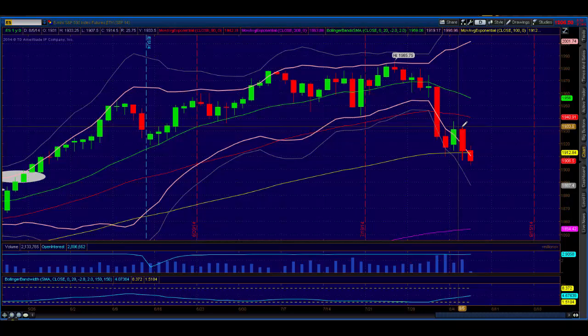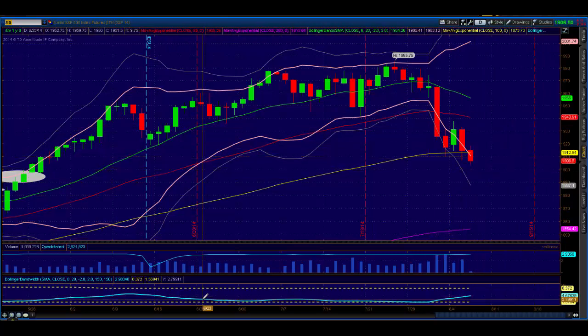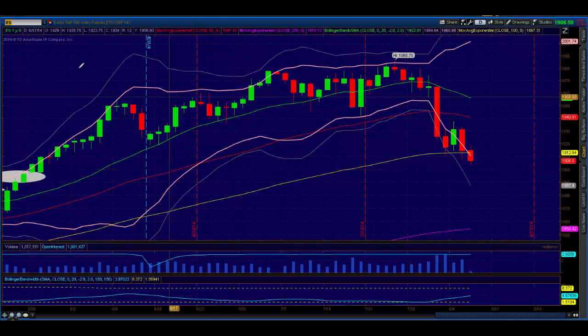We saw some further weakness in the overnight, and we've traded as low as 1903. This remains very similar to the lower band ride in January of 2014, where we saw a move down, a small rally, and then another leg down.